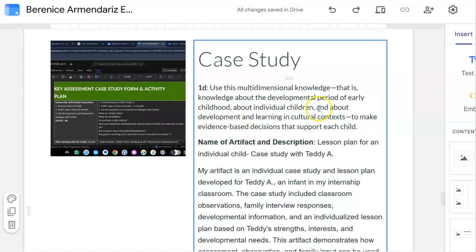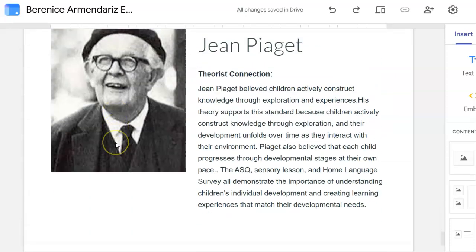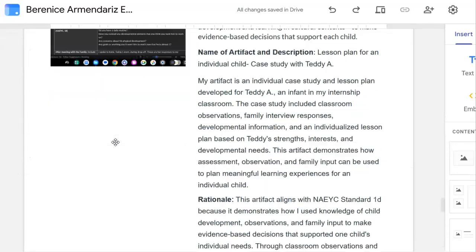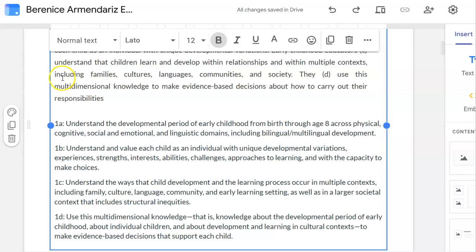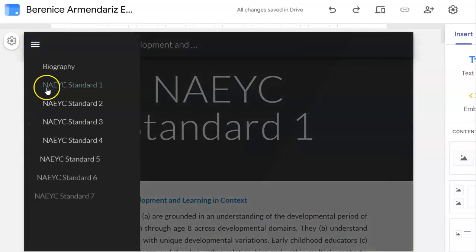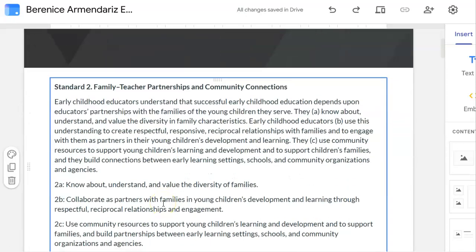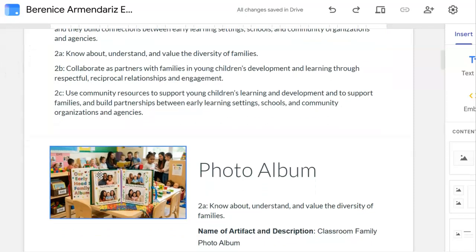For Standard 1D, I chose the case study. And the theorist that I have for Standard 1 is Jean Piaget. And then you would just go, my Standard 2 is family, teacher partnerships, and community connections.